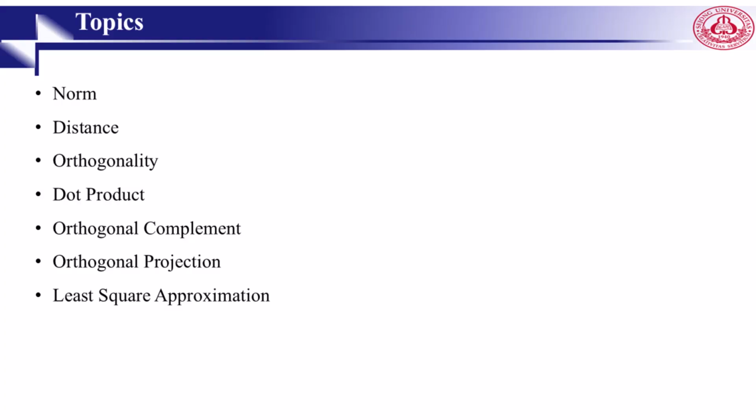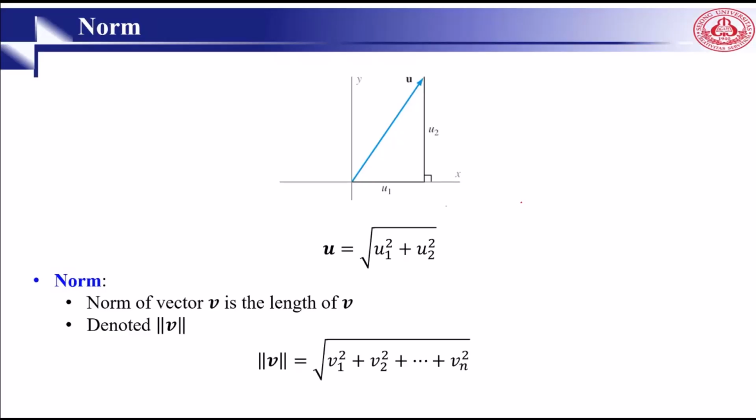So the topics today are norm, distance, orthogonality, dot product, orthogonal complement, orthogonal projection, and least square approximation. The first prerequisite that we need to learn is the concept of norm and later distance. Perhaps the most basic concept in geometry is length. In our middle school math, we learned the Pythagorean theorem.